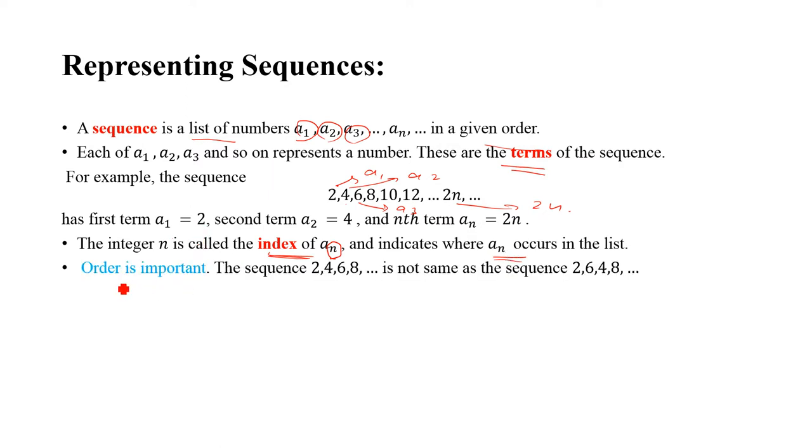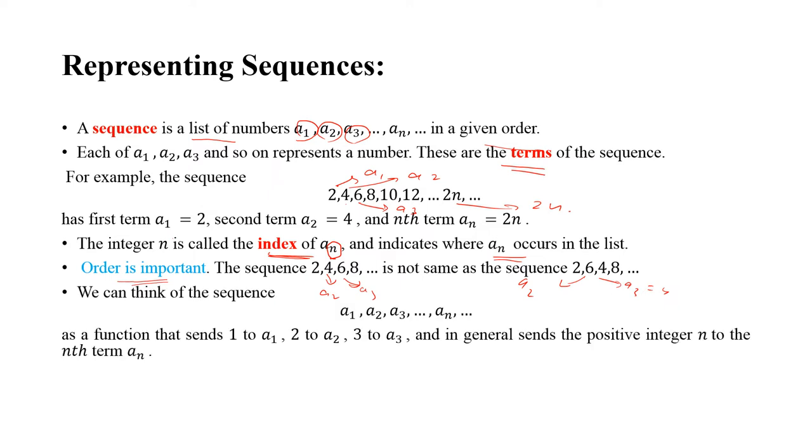Order is important, so to make sure that you don't forget, the sequence 2, 4, 6, 8 is not the same as 2, 6, 4, 8. In this case, a2 is 4 and a3 is 6, but in this case, a2 is 6 and a3 is 4. So these two sequences are totally different sequences.